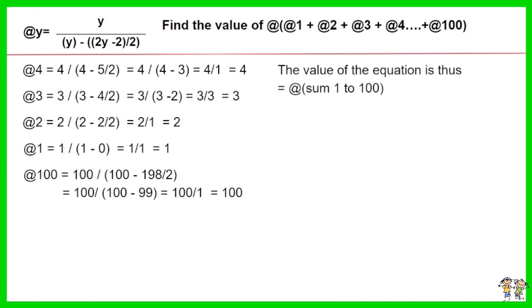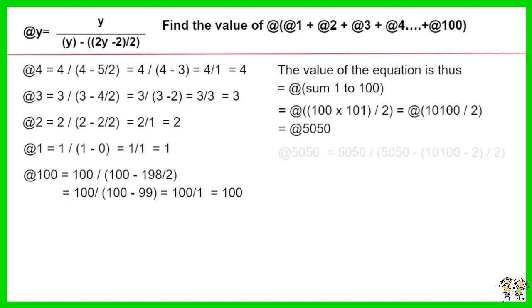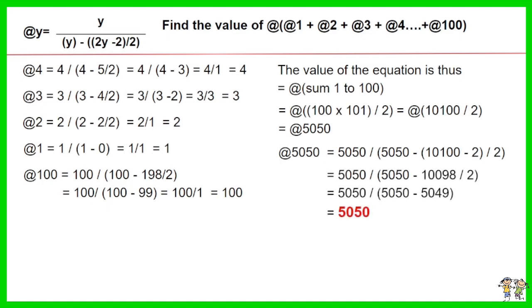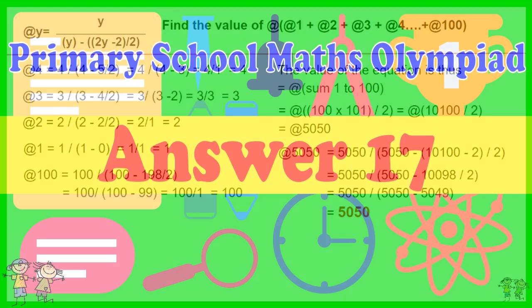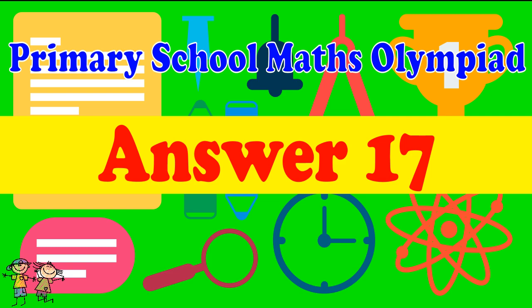Thus the value of the equation is the sum of 1 to 100. Work out the equation, the value is 5050. The result of at 5050 is 5050, which is the answer. Answer for question 17.